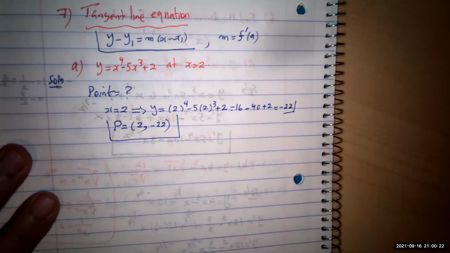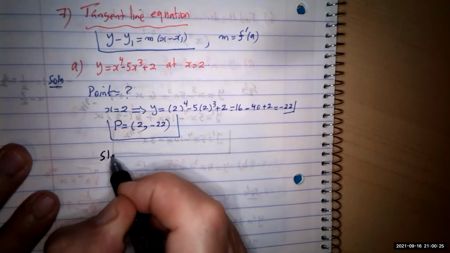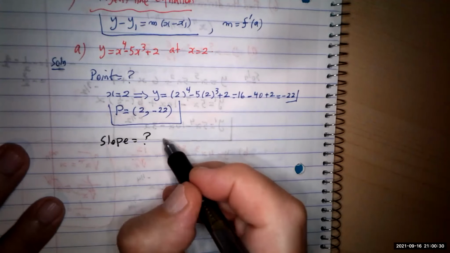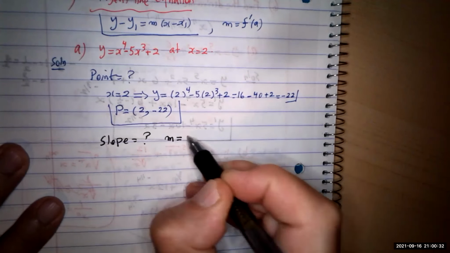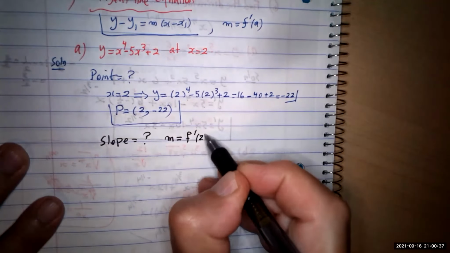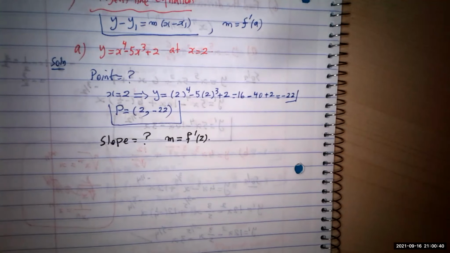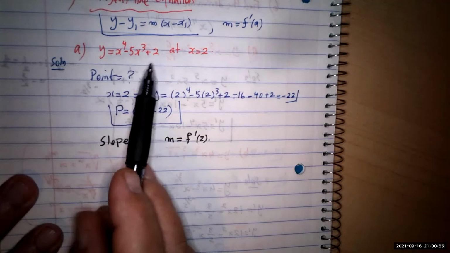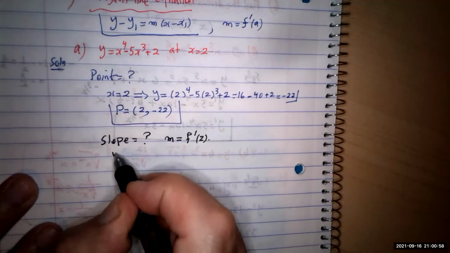Step 2, the slope. So we're going to find the slope. This is calculus. Slope m is the derivative of the function, f prime at 2. So this means you are going to find the derivative of the function and you plug x equal to 2 in the derivative. That number would be the slope. And it's a polynomial, okay? It's not going to be anything else. So find the y prime.